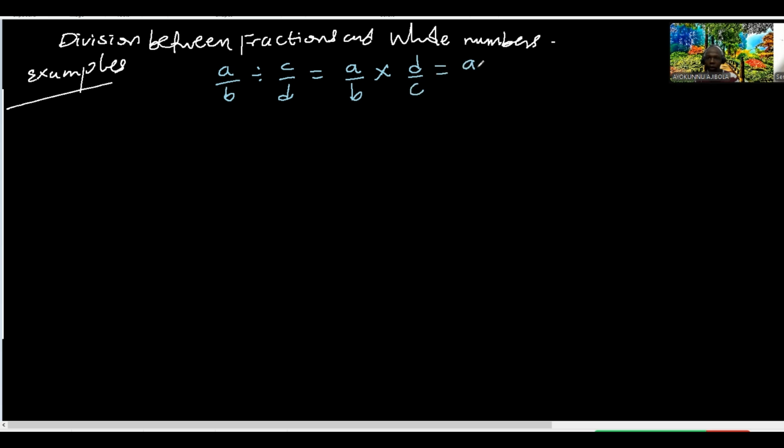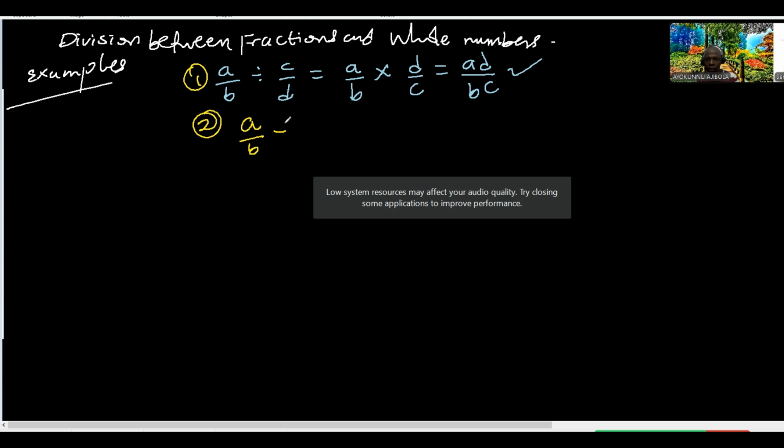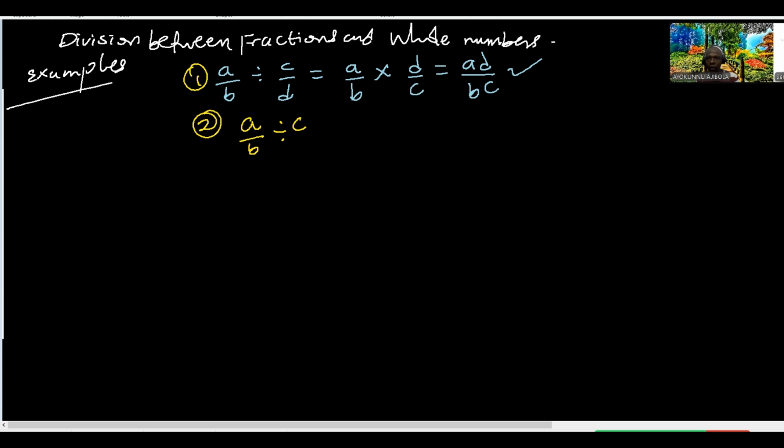Okay. Then you have the product of A and D and the product of B and C. Is that correct? Okay. And anyone that can divide will divide them. But if it's a whole number, let's say this is step one. The second one, if it's a fraction divided by a whole number, just put over one beside that, under that whole number.